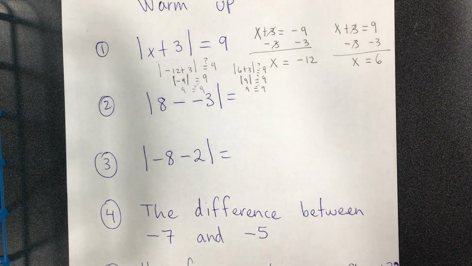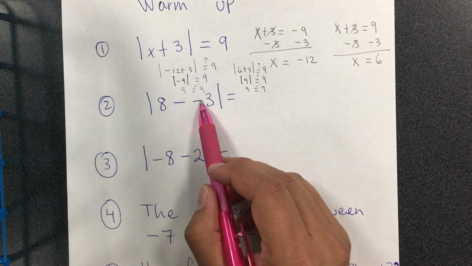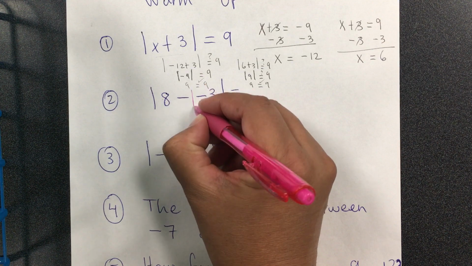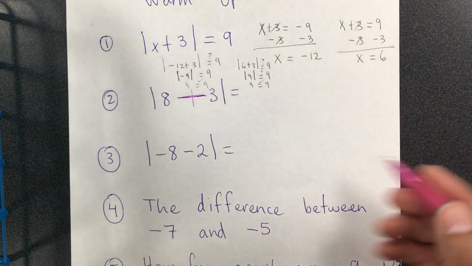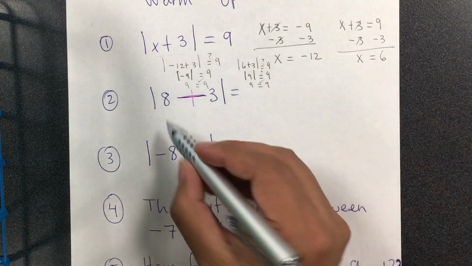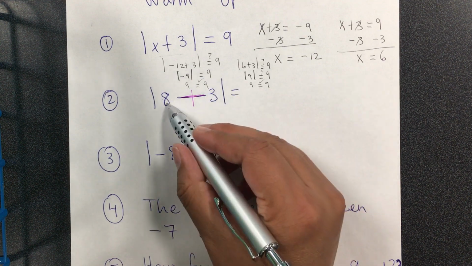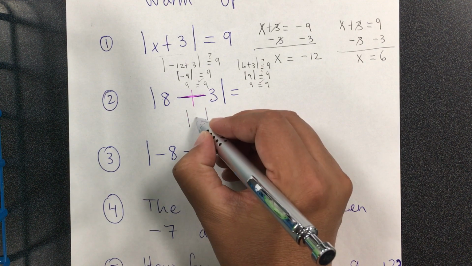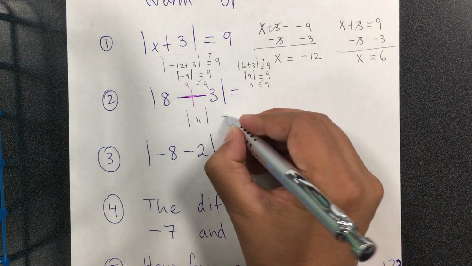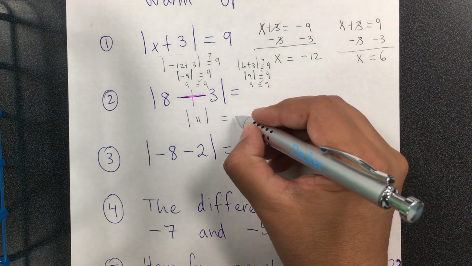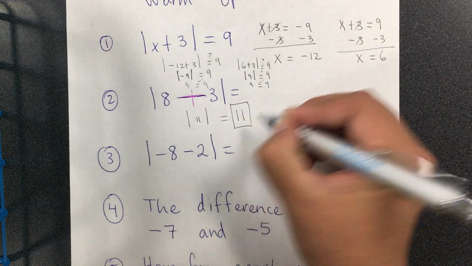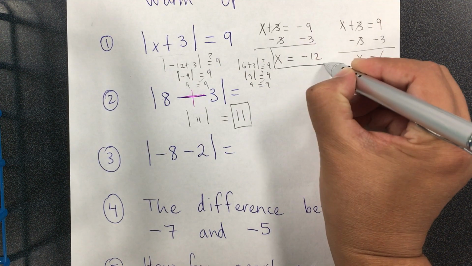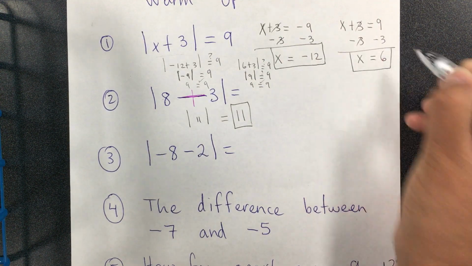For the second one, we have a negative and a negative together. We already said that two negatives together make the big plus. And so the absolute value of 8 plus 3 is 11, which is equal to the absolute value of 11, which is 11. Okay, so that's the answer. And for these ones, we had two answers for number 1.